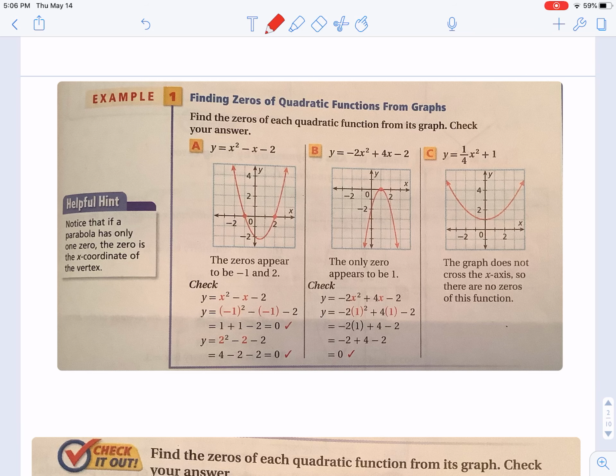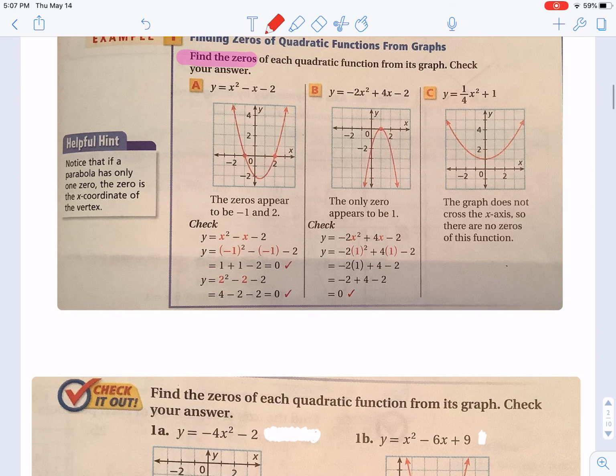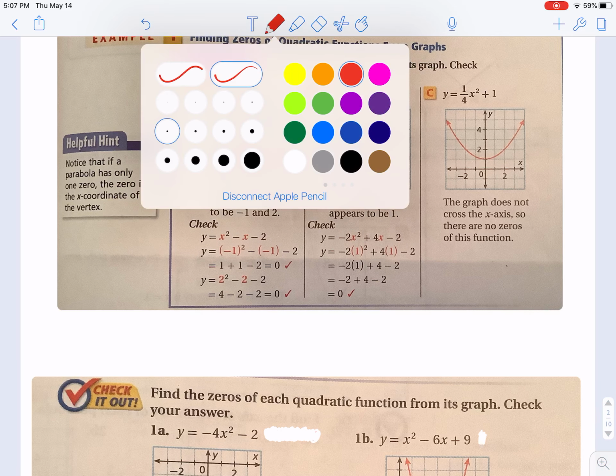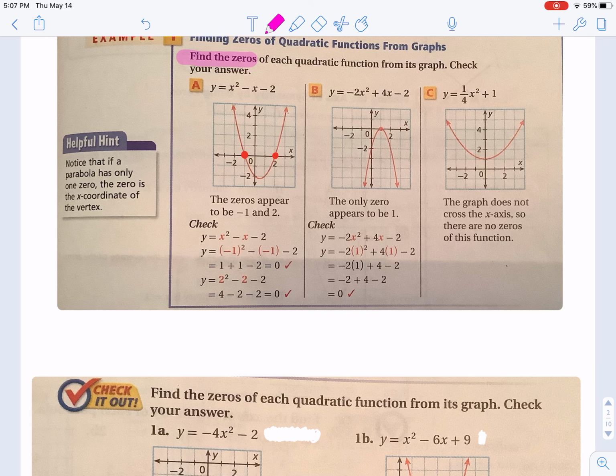So, in this first example, again, they're not asking me how many there are. They want me to specifically find the zeros. So I have to name the x-coordinates. So this is where it touches the x-axis. And the two places that it touches the x-axis are at 2 and -1. So my answer is -1 and 2.